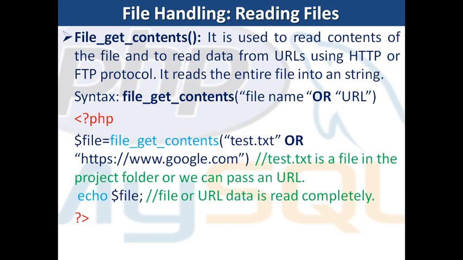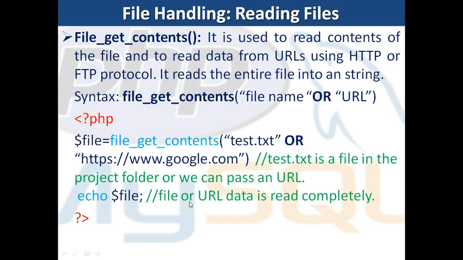file_get_contents. It is used to read contents of the file and to read data from URLs using HTTP or FTP protocol. So what is the difference from the file function? Both the file and file_get_contents functions read data from URLs as well as files within the project folder. But the file function stores the data in array form, while file_get_contents stores the data in a string. The syntax is very similar to the file function. Just pass a file name or URL.